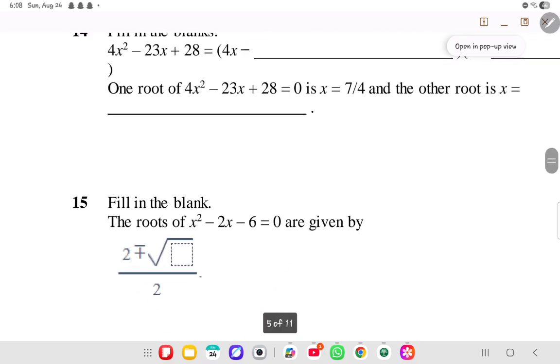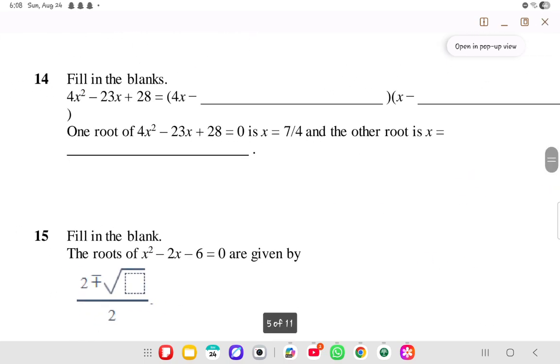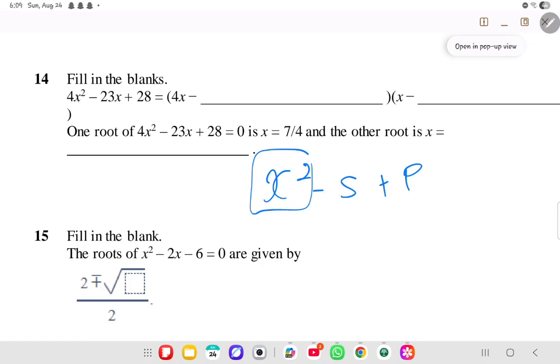Now we'll move on to question number 14. They told us one root of 4x squared minus 23x plus 28 equals 0 is 7 over 4, and the other root is whatever. Now, one really important thing we need to know is the product-sum equation, which is x squared minus s x plus p. What does it mean? It is x squared, always, there's no digit next to it, minus the sum plus the product.